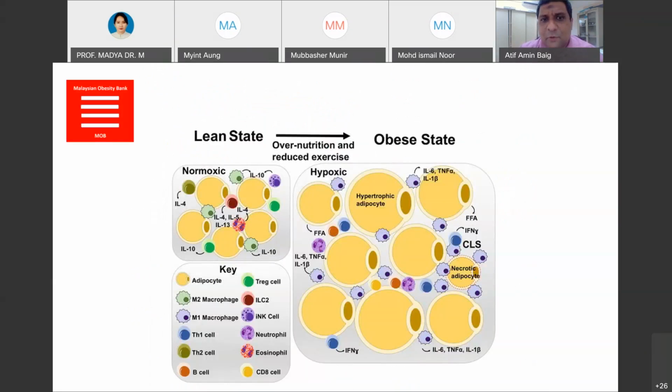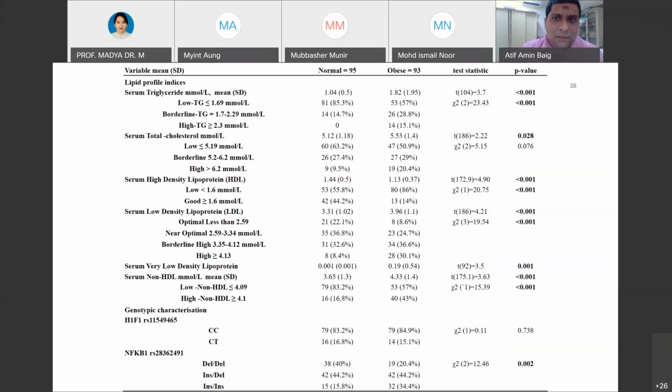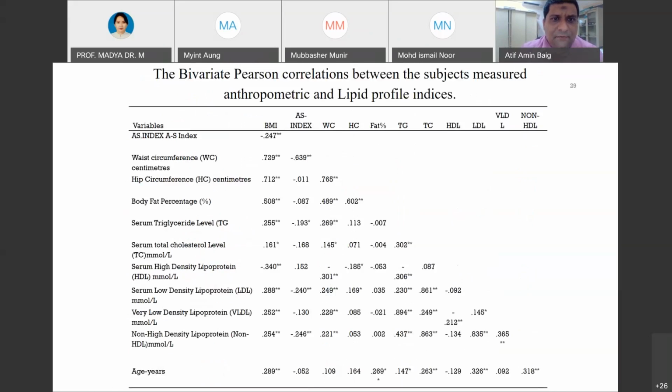This is the lean state versus the obese state that we have mentioned: overnutrition, reduced exercise, normoxic versus hypoxic. You can see the big difference in size, and these are all the molecules which are involved. Normally, in the case of inflammatory obesity, if we don't go for all of these molecules, at least we target the basic interleukins 7, 3, and 6 to see the level. If they are high, we assume it is a very severe inflammatory obesity and deal with our patient in the same way. So these are some of the variables. This is our new anthropometric index, the AS index, which is considered for body fat distribution.